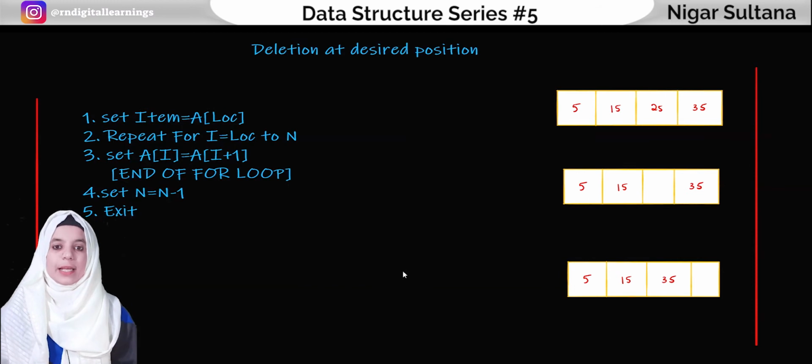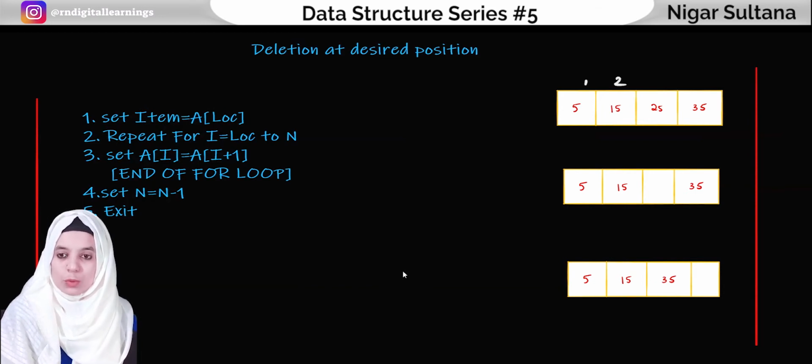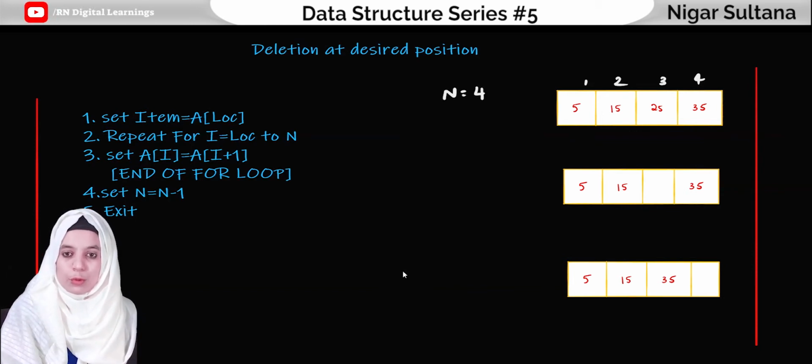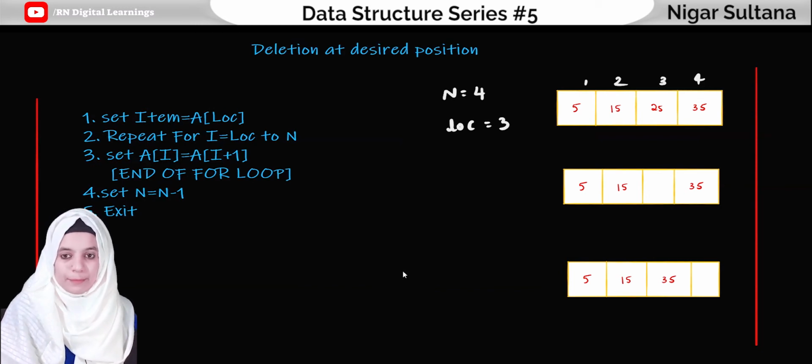Yes, now let's see deletion of an element at the desired position. Here also, in this example, I have size 4: 1, 2, 3, 4. So what is the n value? The n value is equal to 4. Now suppose I want this 25 to be deleted. So what is the location? The location is 3. Clear?